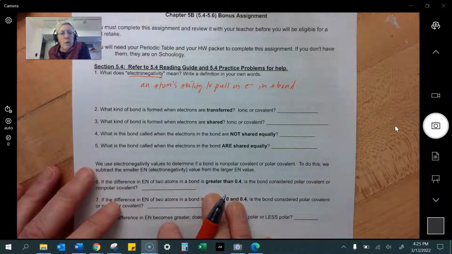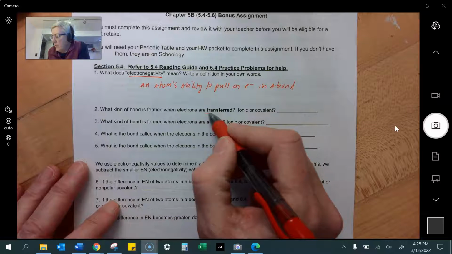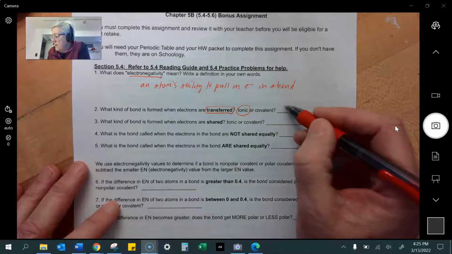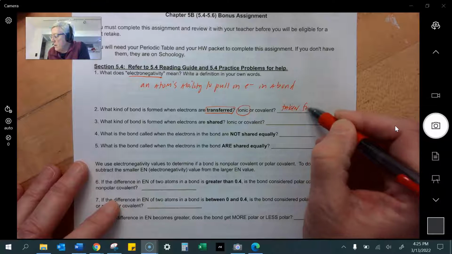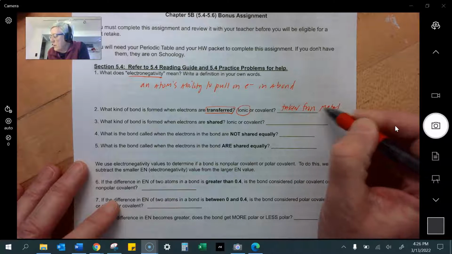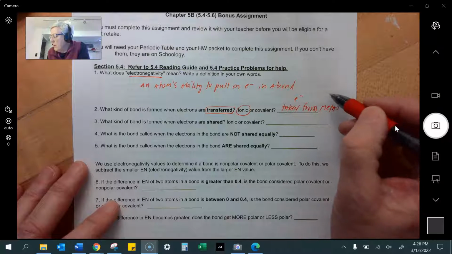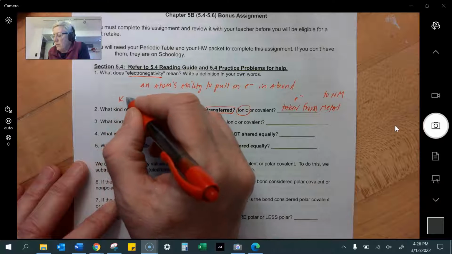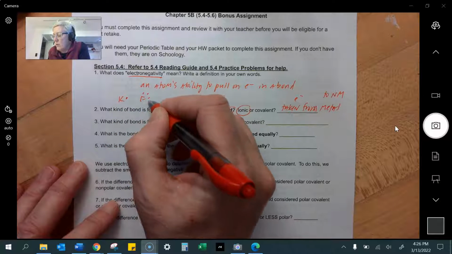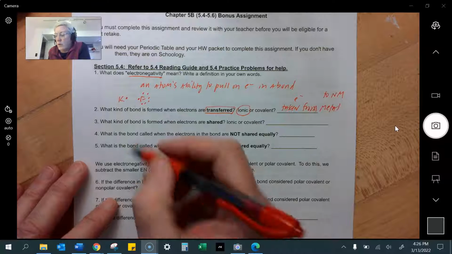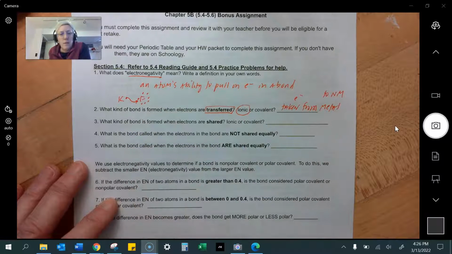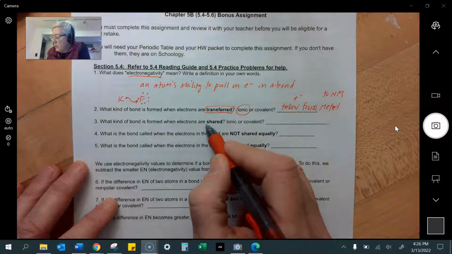All right. What kind of bond is formed when electrons are transferred? So when electrons get transferred, that is an ionic bond, okay, and they get taken from the metal. Electrons get taken from the metal and they go to the nonmetal. So for example, if I have potassium fluoride, potassium has 1 valence electron. Fluorine has 7. The metal gives its electrons to the nonmetal. So that electron is transferred. That's an ionic bond. All right, what kind of bond is formed when electrons are shared?